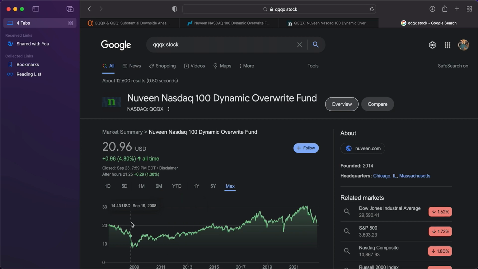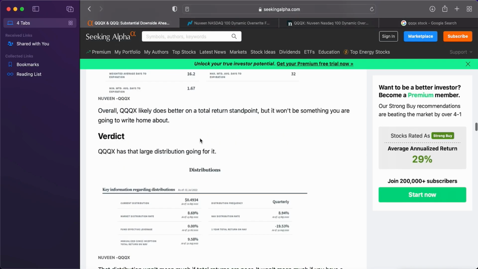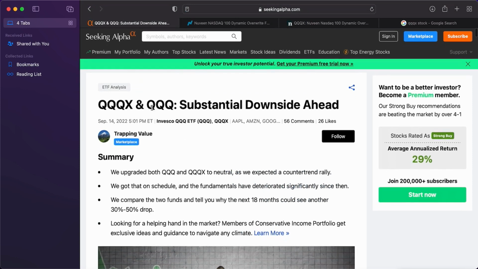And so you'll see a lot of different opinions thrown around about is this the right choice? Is this a good fund, a bad fund? I found a Seeking Alpha article, and of course they're giving their opinion: substantial downside ahead, QQQX. Well, maybe that's true. But maybe there's also substantial downside for a lot of other stocks and a lot of other funds out there, not just QQQX.